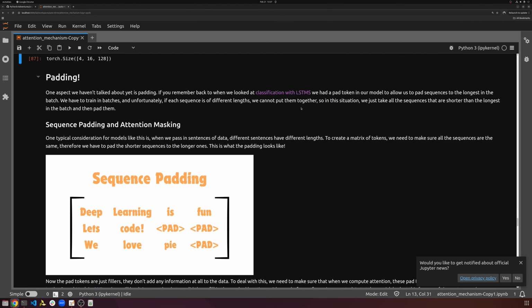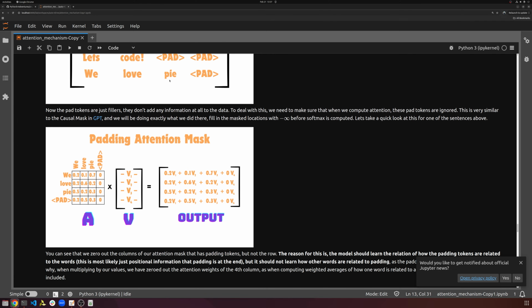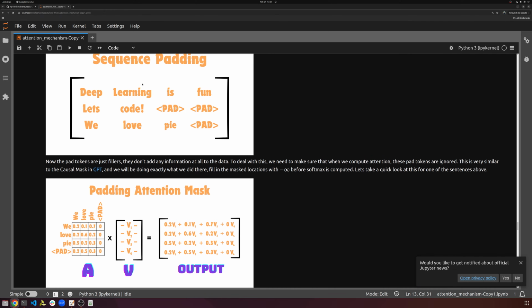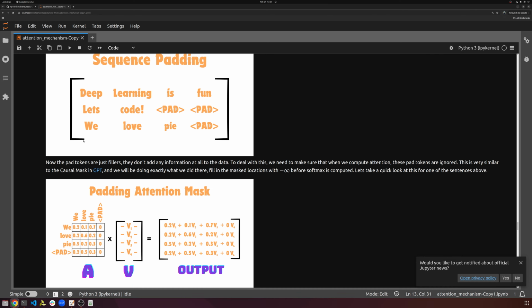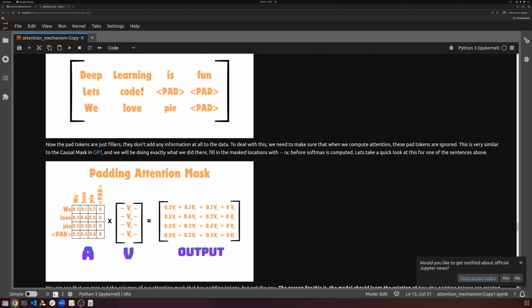So let's talk about what's going on. Let's say we're trying to batch these sentences: Deep learning is fun, Let's code, and We love pi. The problem is, Let's code is shorter than everything else, and We love pi is shorter than this. So we need to pad the shorter sentences to the longest one. So we add these extra pad tokens. Let's just look at this last sentence. We computed an attention matrix on every single sample independently. So let's look at what the attention matrix of we love pi pad would look like.